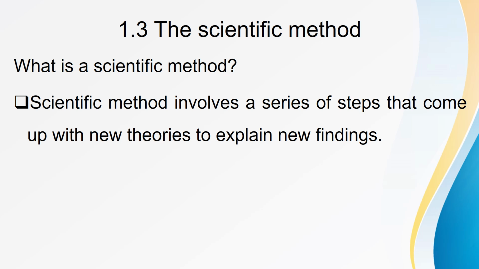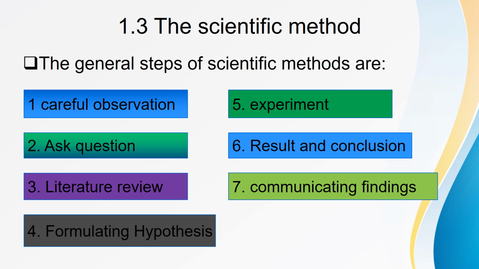Scientific method involves a series of steps that come up with new theories to explain new findings. The general steps of scientific methods are: 1. Careful observation. 2. Ask questions. 3. Literature review. 4. Formulating hypotheses. 5. Experiment. 6. Result and conclusion. Sometimes the result and the conclusion can be a separate step, result first, then followed by conclusion. 7. Communicating findings.